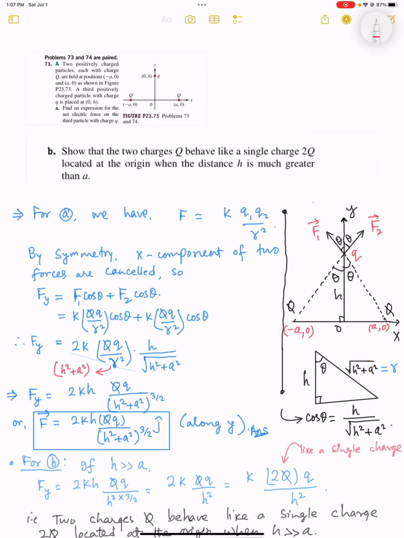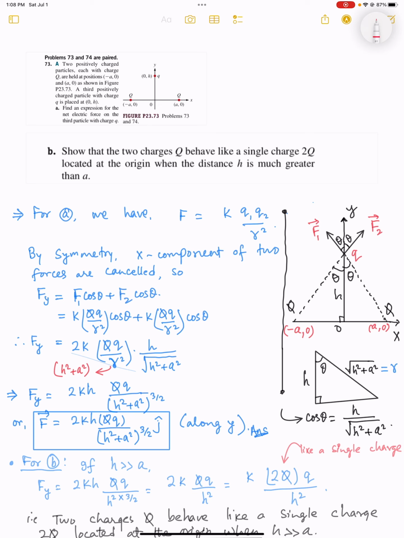Okay, let's try to solve this problem from chapter 23, that's electric forces. The problem number is 73. These two, 73 and 74 problems, are kind of paired. We will solve 74 later. Let's try to solve this problem 73.